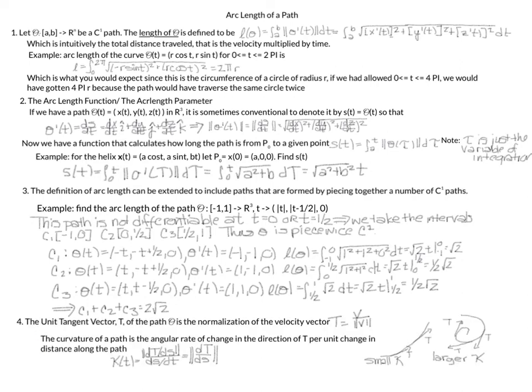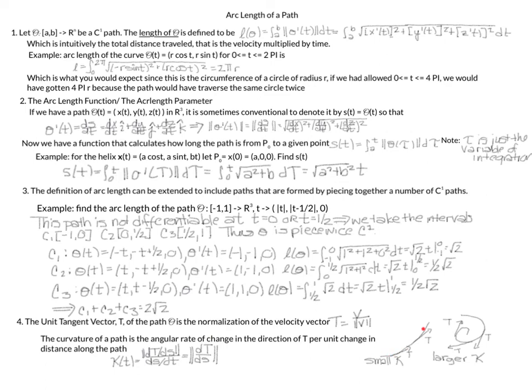Two more quick definitions. The unit tangent vector, capital T, of the path sigma is the normalization of the velocity vector. In other words, the unit tangent vector T is just the velocity vector divided by its magnitude, so it has unit length. The curvature of the path is the angular rate of change in the direction of T per unit change in distance along the path. So curvature, designated with this k of t, is equal to the derivative of T with respect to s times the derivative of s with respect to t.